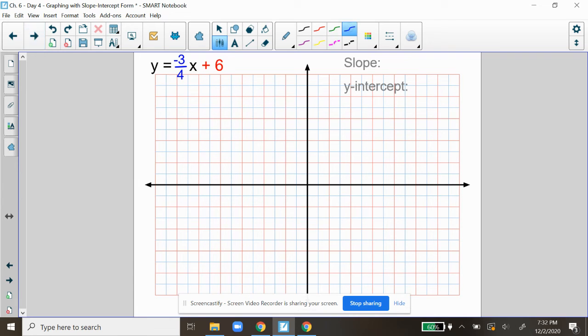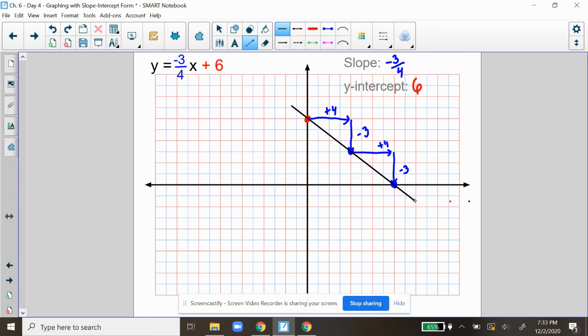Okay, how about this one? We see that our slope is -3/4. We see that our y-intercept is 6. So I know I'm starting at 6, and now my slope is -3/4. So that means here that I'm going to go forward 4 spots, and then I'm going to go down because it's -3. So here's my point. I'm going to go forward 4, and then I'm going to go down 3. And there's a dot. And so then I can build my line.